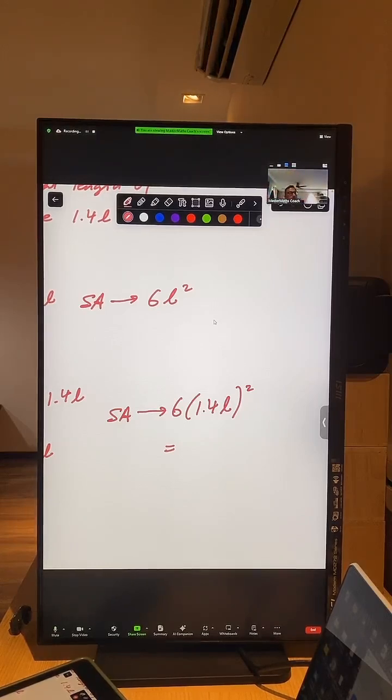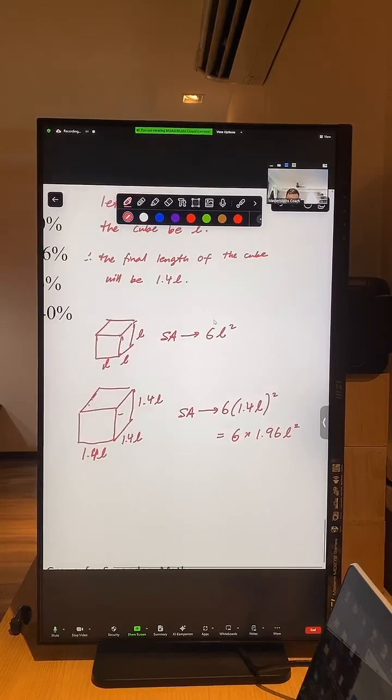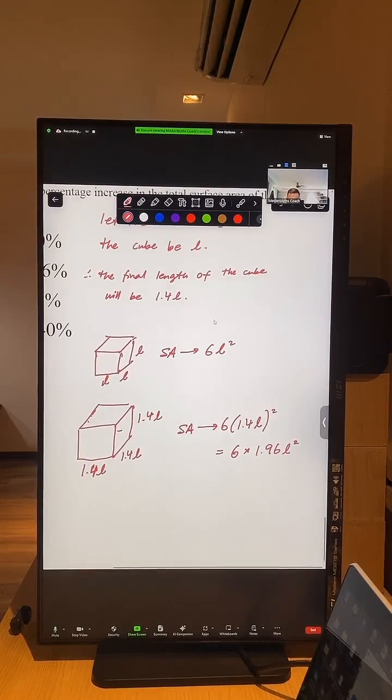Must be getting old. Okay, so 1.4 times 1.4 will give me 1.96. So this will be 6 times 1.96 L square. Can you all see that? So this is the new surface area. This is initial. This is final.